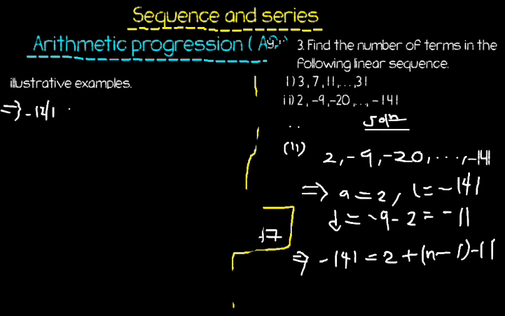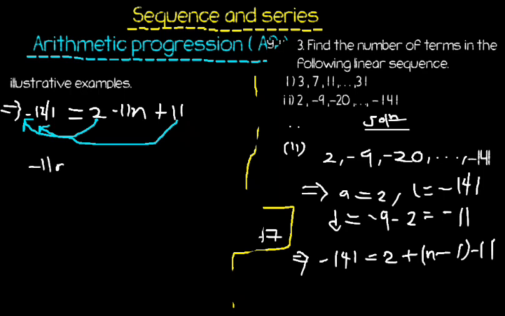So minus 141 is equal to 2 minus n plus 11. So moving the 11 and the 2 to the other side of the equation, we have minus 11n is equal to minus 141 minus 2 minus 11. So minus 11n is equal to minus 154.